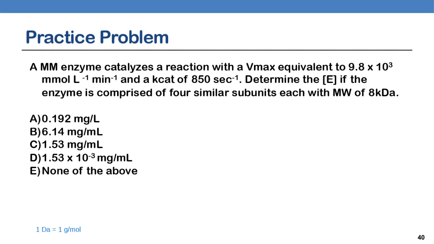Millimole is equal to 0.001 mole, yes. So millimole is 1,000 times smaller. 1 Dalton is 1 gram per mole. Thank you to the student. I'll make that a little bigger.